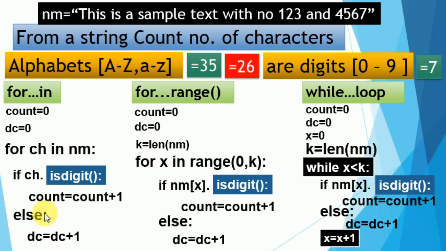Why did this happen? Because when we move to the else part, it does not only include the alphabets, it also includes the blank spaces. That is the main problem. It means the first part is correct, but in the second part with the characters, the blank spaces are also counted.